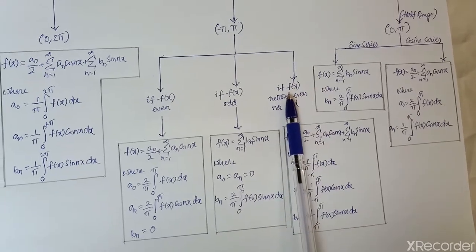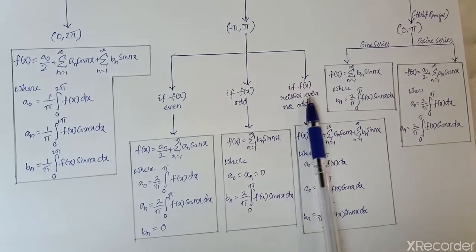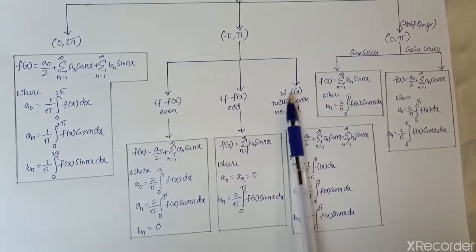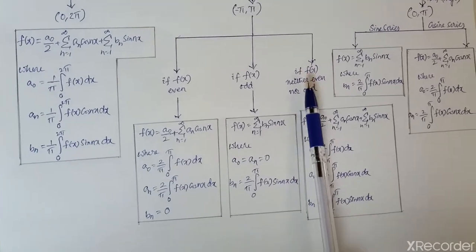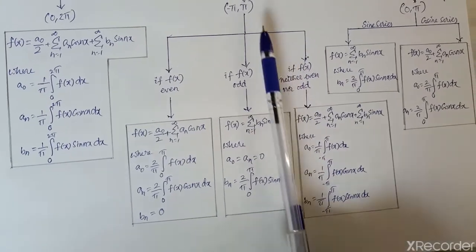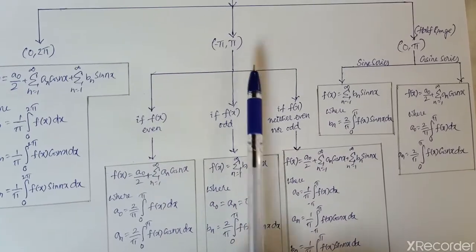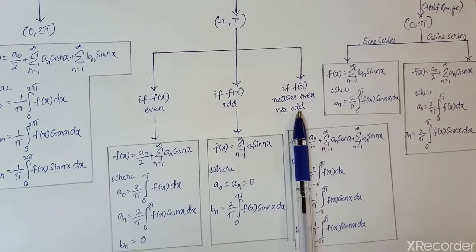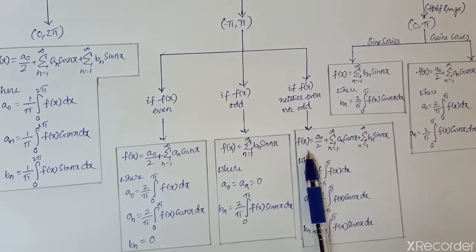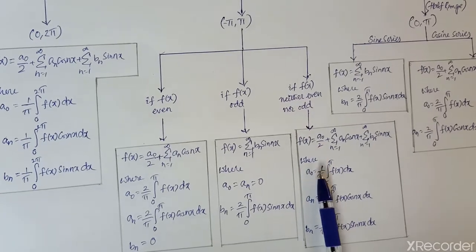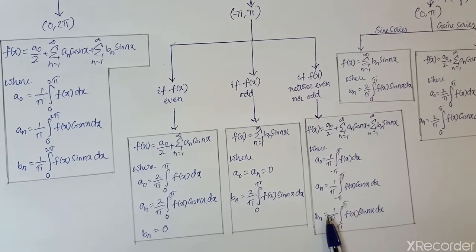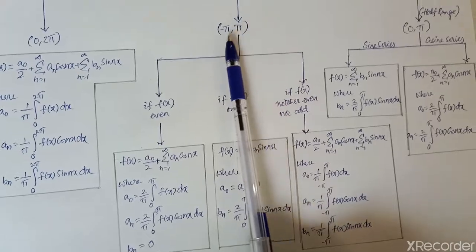Now come to the third one. If f of x is neither even nor odd, when you observe the function asked to be expanded in the interval minus pi comma pi is neither even nor odd, in that case we have to find all the coefficients a naught, a n, and b n within the interval minus pi comma pi.